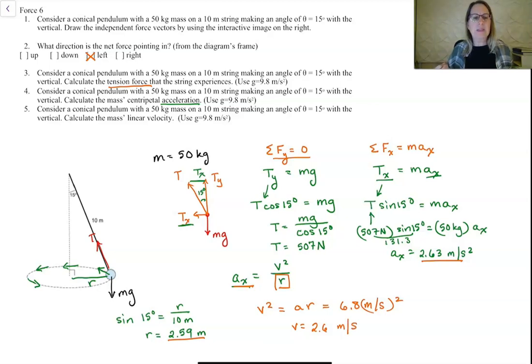The point of this is that once again, you can use force diagrams to figure out what's going on. So if you know the angle at which something is able to go around in a circle, then that tells you what its speed must be.